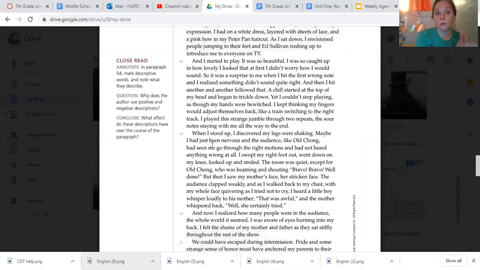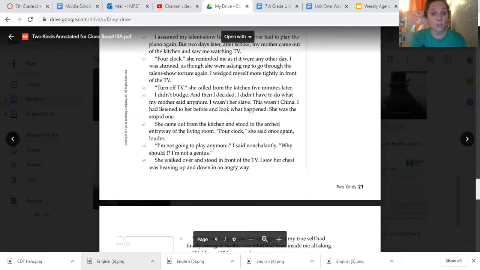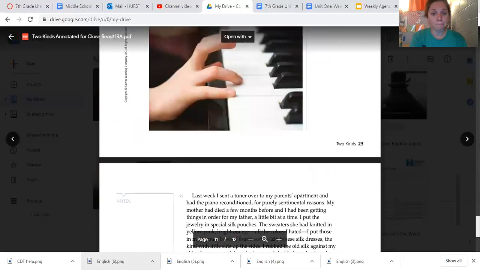This is a close read because they're going to look at just paragraph 54 right here. They're going to mark those descriptive words, what they're describing, and then think about what the author is describing as positive, what the author is describing as negative, and what that does to the overall story. So you're looking very specifically for descriptive words to try to get to a conclusion. You are making meaning, but it's really about the meaning of that paragraph. And then you're going to have them just read the rest to themselves.